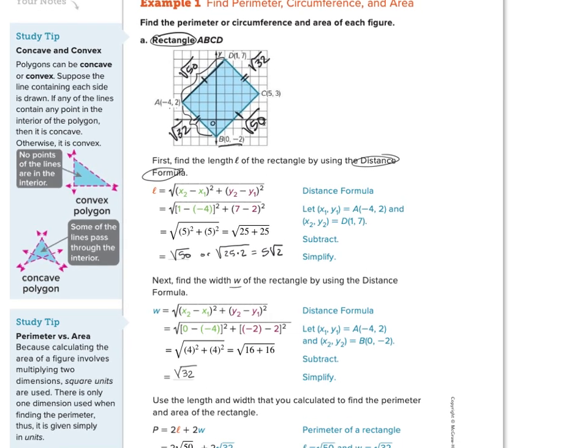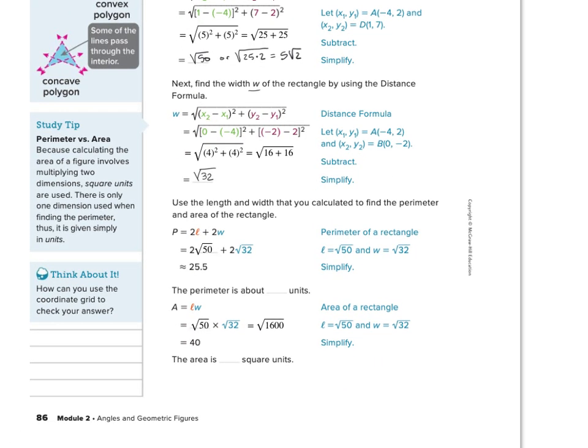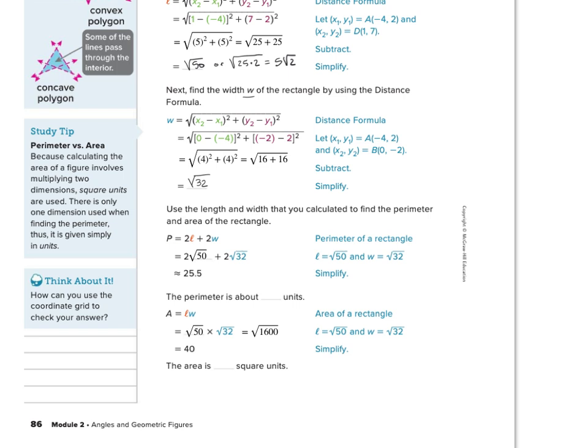And I could add all those up, or to do the formula, the perimeter is equal to 2 times the length plus 2 times W. So we had 2 times the length, which was square root of 50, plus 2 times W, which was square root of 32. And then they plugged that information in and simplified it using rounding with a calculator and came to 25.5. There you go. So the perimeter is about 25.5 units.